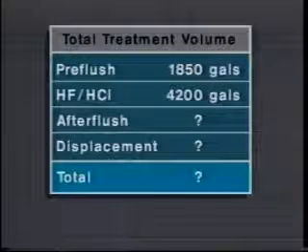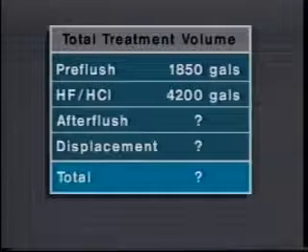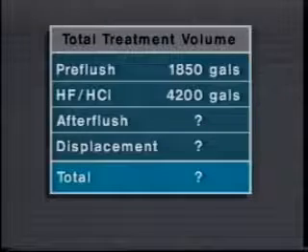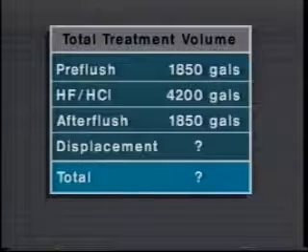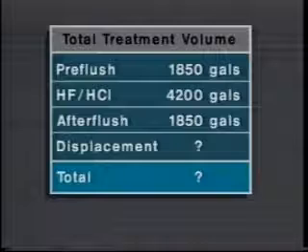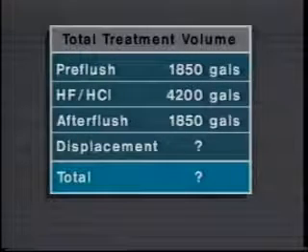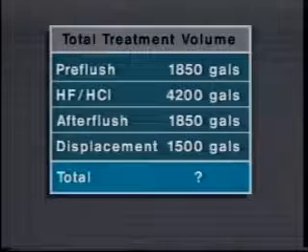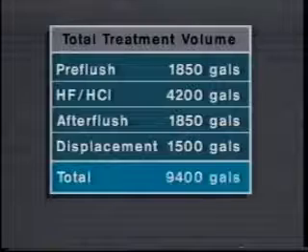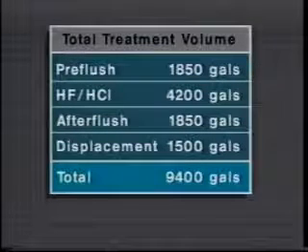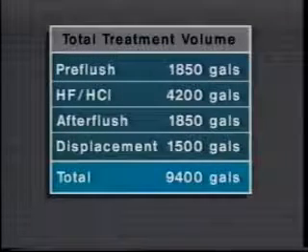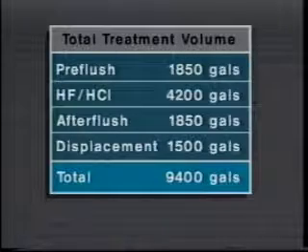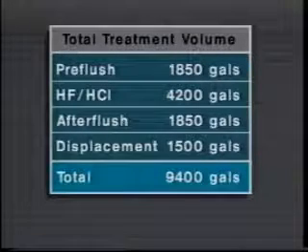The acid is 4,200 gallons of 12% HCl, 3% HF, and the after-flush is 1,850 gallons of ammonium chloride. The volume of diesel required to displace the ammonium chloride to the perforations is 1,500 gallons. The total treatment volume, which must be pumped at pressures below formation fracture pressure, is 9,400 gallons.